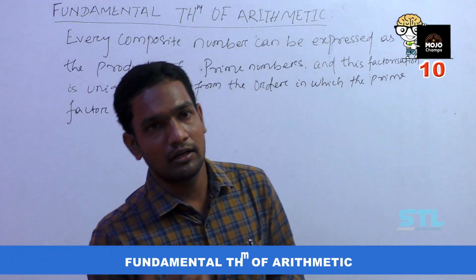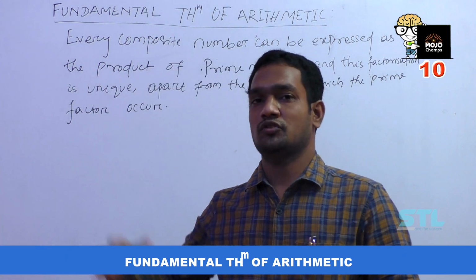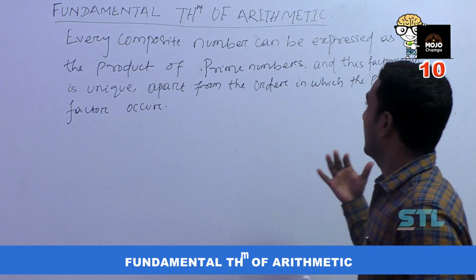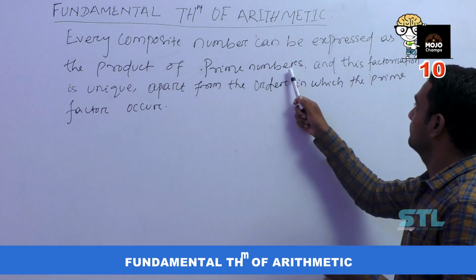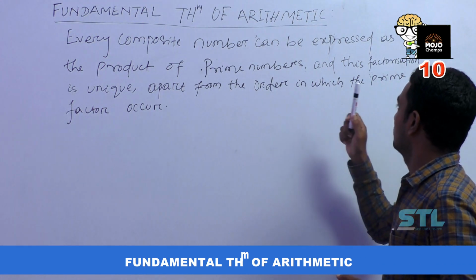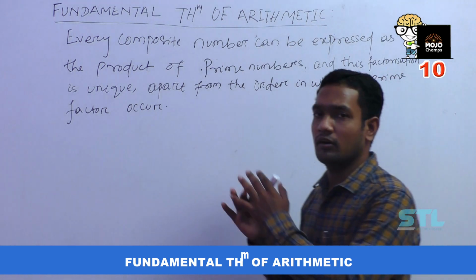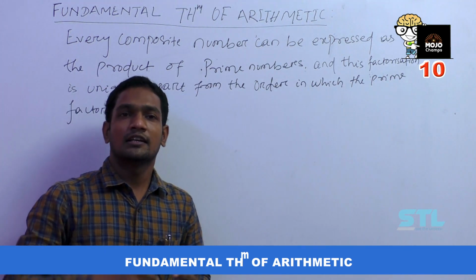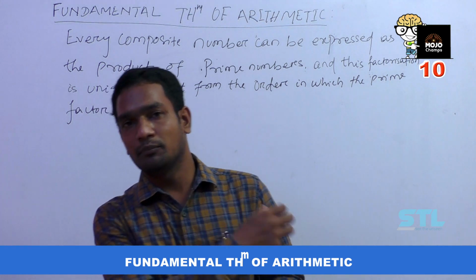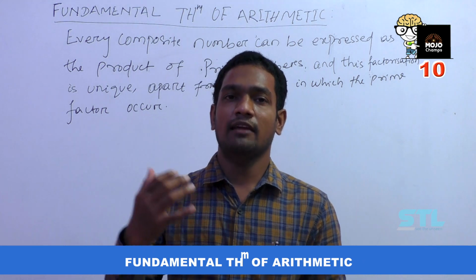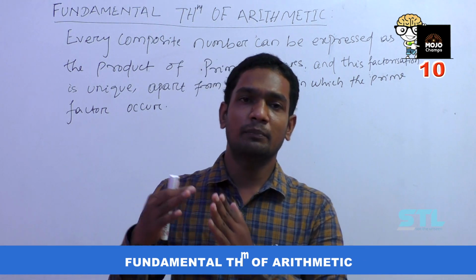So what is the fundamental theorem of arithmetic? You just read here. I have written that every composite number can be expressed as the product of prime numbers, and this factorization is unique apart from the order in which the prime factors occur. So in general, the fundamental theorem of arithmetic states that every composite number can be expressed as the product of prime number factors. Only prime number factors.